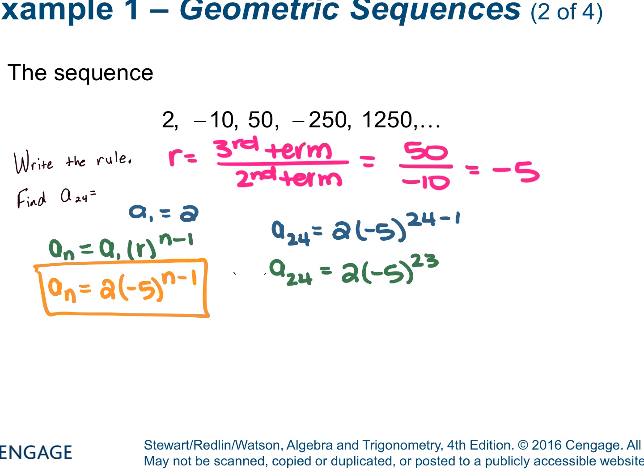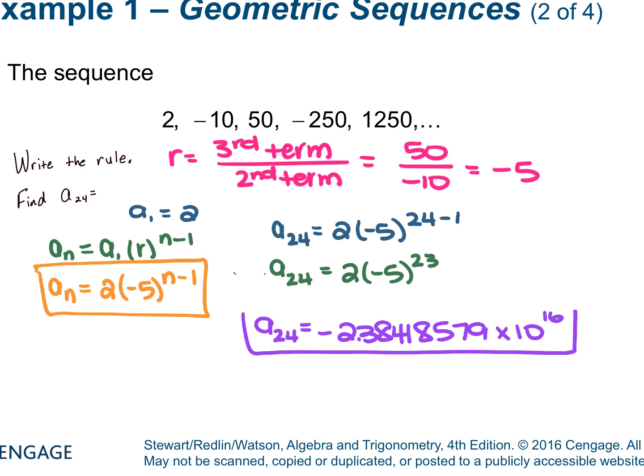Instead of working with that, you're going to multiply it by 2. And you're going to get yourself to where you have a sub 24 is equal to negative 2.38418579 times 10 to the 16th power. We're going to keep this as our answer.